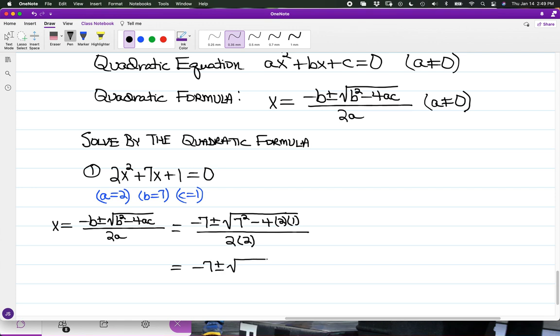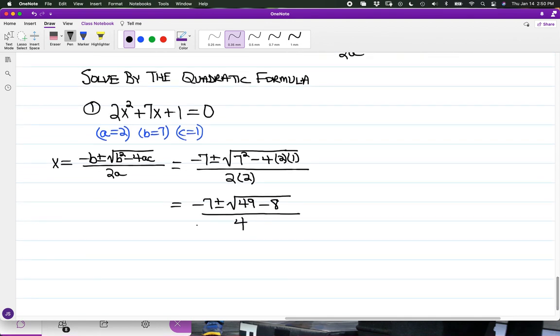Negative 7 plus or minus. Now 7 squared is 49. For negative 4ac, negative 4 times 2 is negative 8, and negative 8 times 1 is, again, minus 8. And 2a is 2 times 2, which is 4. And so we're going to have negative 7 plus or minus the square root of 41, all over 4.